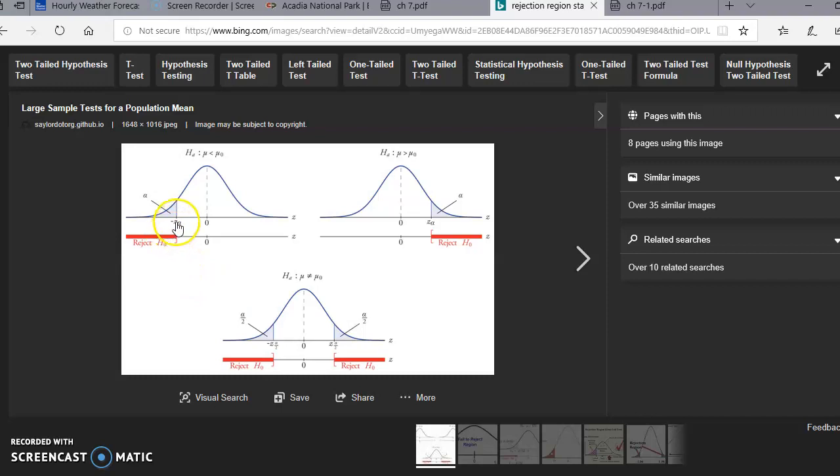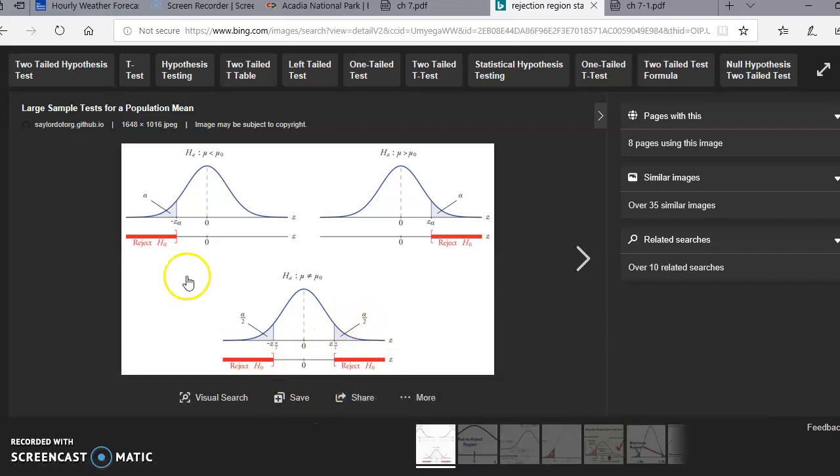So for a left tail test, test statistic less than the Z critical factor, reject. For a right tail test, test statistic greater than the Z critical factor, reject null. Otherwise, fail to reject. Two-tailed test, either less than the negative number or bigger than the positive number, reject. Anywhere in the middle, we say fail to reject. Okay, so that's what we're trying to do.